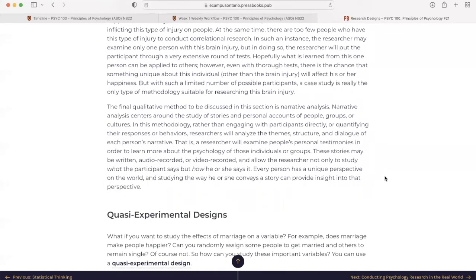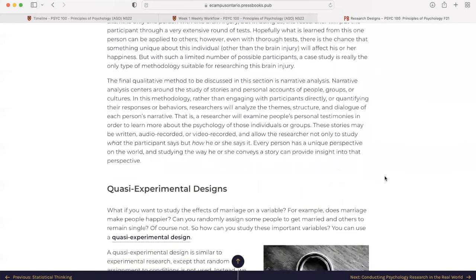That is, a researcher will examine people's personal testimonies in order to learn more about the psychology of those individuals or groups. These stories may be written, audio recorded, or video recorded and allow the researcher not only to study what the participant says, but how he or she says it. Every person has a unique perspective on the world, and studying the way he or she conveys a story can provide insight into that perspective.